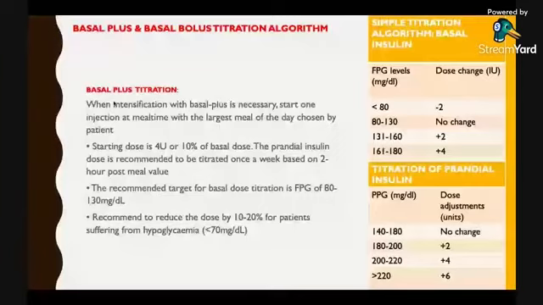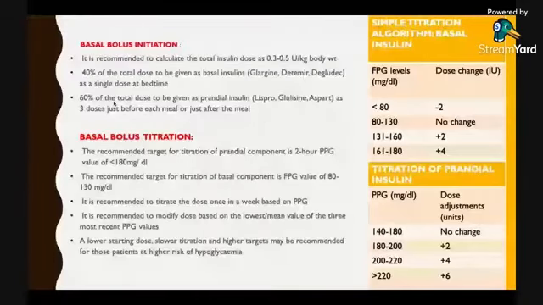Whether you are using it in basal plus, which is basal plus 1 shot, or in basal bolus, where we are using basal plus 3 shots or at least 2 shots, you can see that the titration is again very, very similar.